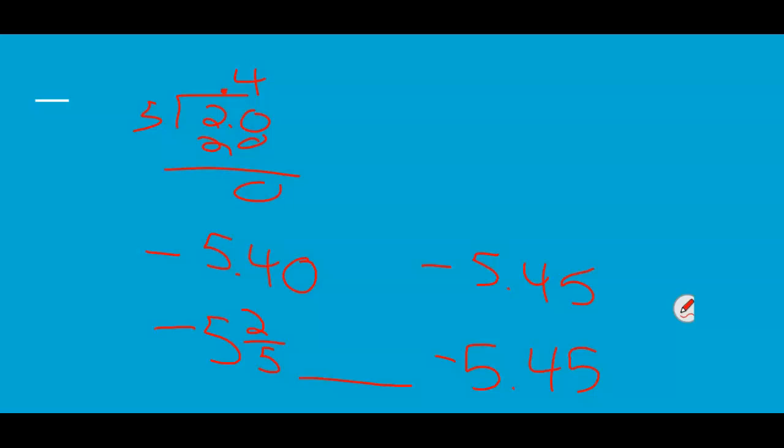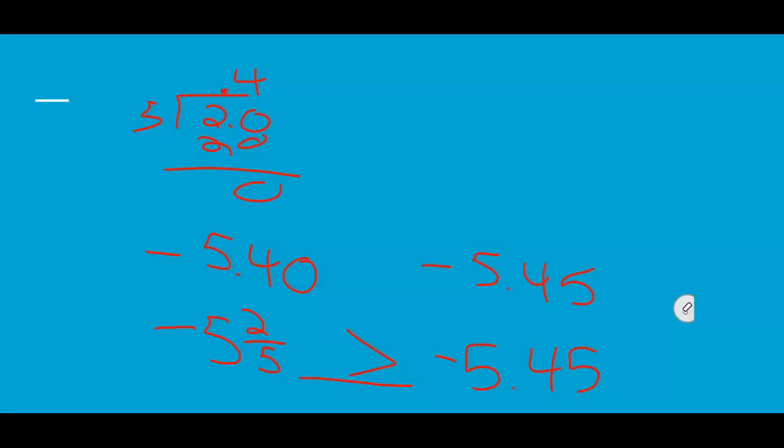5 and what? 40 hundredths. Yep. Or negative 5 and 2/5 is the greater number. Okay. This negative 5 and 45 hundredths is going to be a little bit closer to negative 6, meaning it's farther left on the number line.